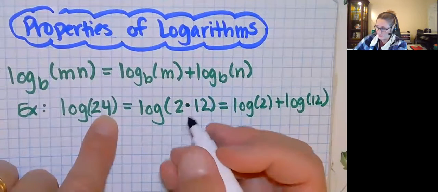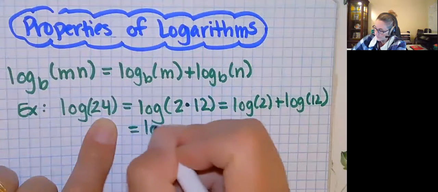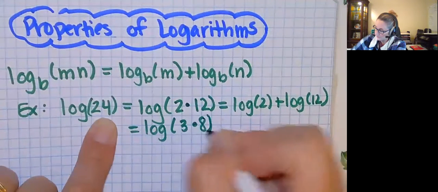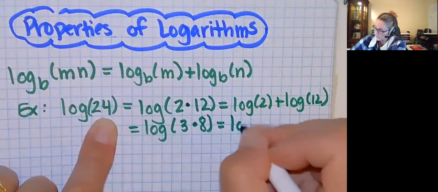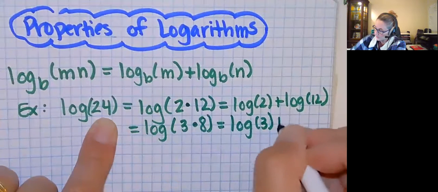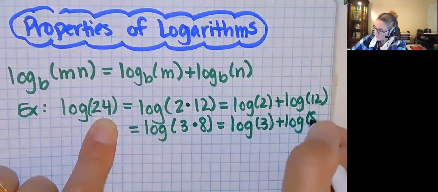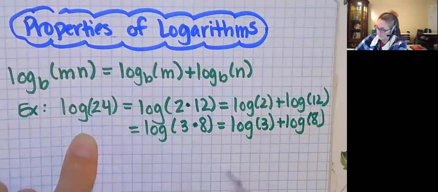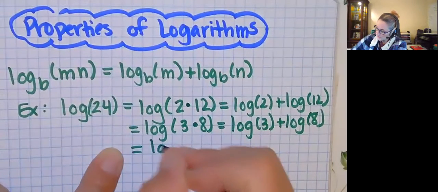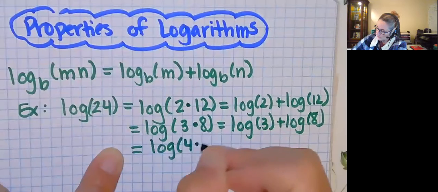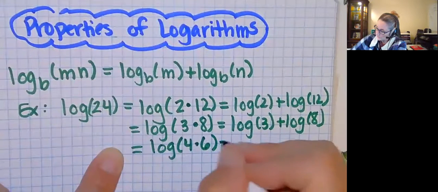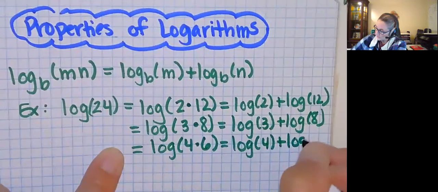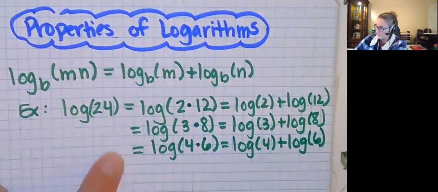I could also have written this as log of, let's say, 3 times 8. So I could have done log of 3 plus log of 8, and that would give me the same answer as log of 24. Or let's say I did log of 4 times 6. So that would be log of 4 plus log of 6.